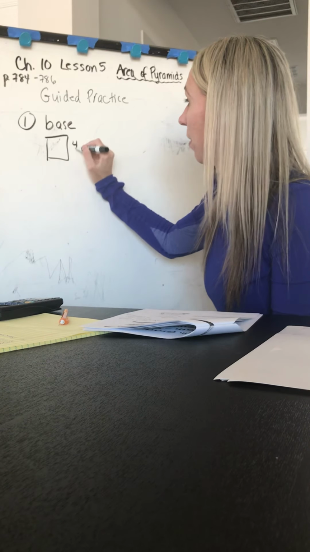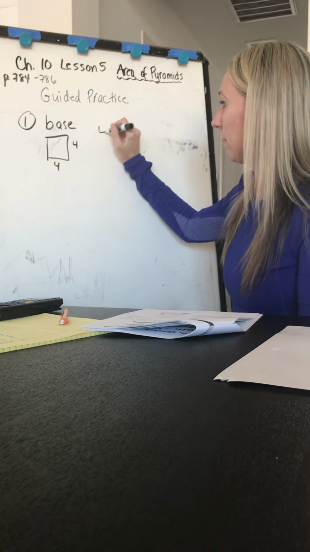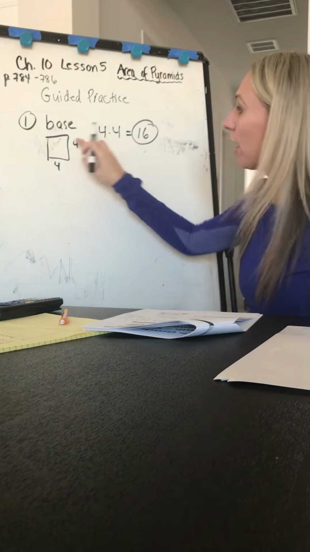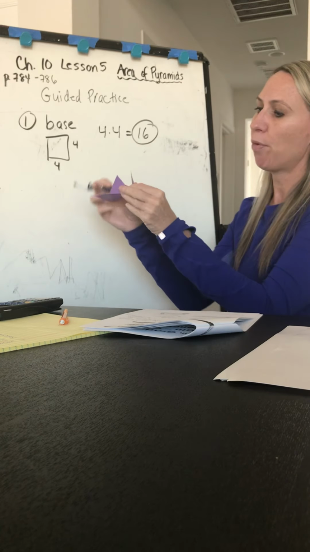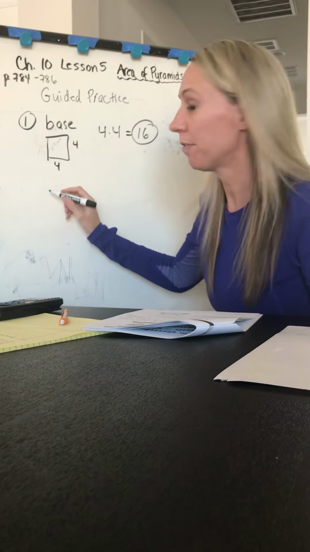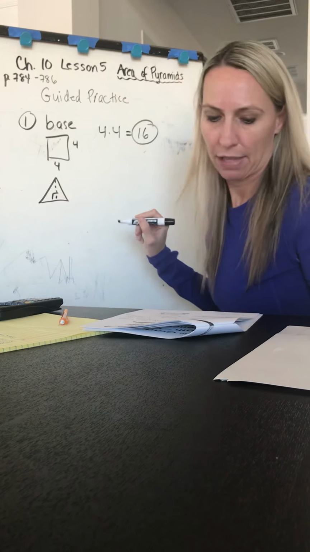Okay, and this is 4, and this is 4. So to find the area of this base, I do base times height, 4 times 4, and I get 16. Okay, that's my base. Now off of that, because the base is a square, I'm going to have 4 different triangles, and those are called lateral faces. So here's what it looks like.